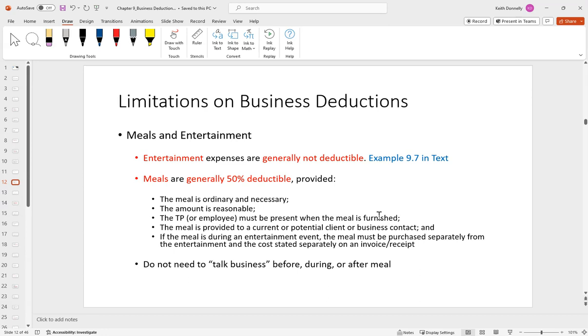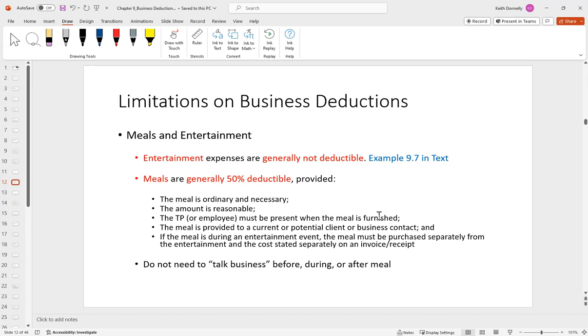Like, is caviar reasonable in this situation? Maybe not, but is a steak, or going to a nice restaurant? Yeah, sure, but we're not going to the Ritz, right? So the next one here is the taxpayer must be present when the meal is furnished. The meal is provided to a current or potential client. So what this means is it's not like you're going out and eating by yourself. It's you're taking a client out in this case. And if the meal is during an entertainment event, the meal must be purchased separately from the entertainment and on its own invoice, right?